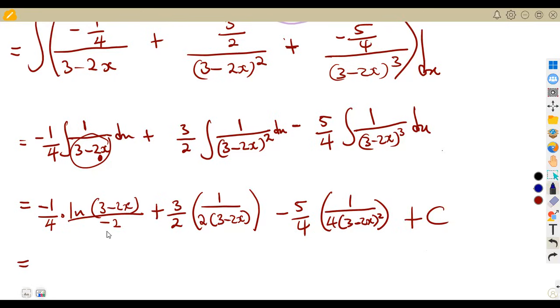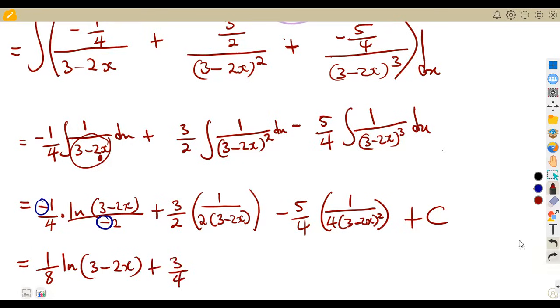Remember, there's a negative here in the denominator, and there's a negative there. So negative, negative, which is positive. 1 over 4 times 1 over 2 is going to be 1 over 8. So this will be 1 over 8, the ln of 3 minus 2x. All right, we do the same thing. This is the same as 1 over 2, so it's going to be 3 over 2 times 1 over 2, which will be plus 3 over 4. So it's 3 over 4, 2 times 2, which is 4.